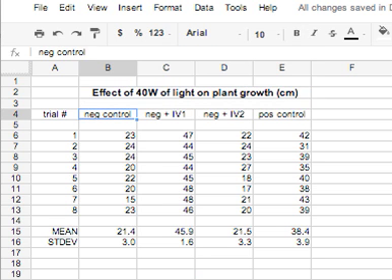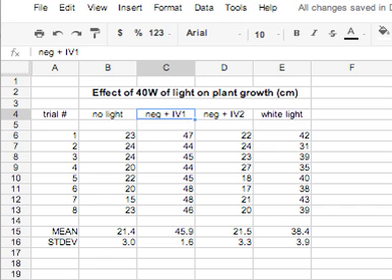Okay. Now, the next question is what's a negative control versus a positive control? And all that really means is if the independent variable is 40 watts of light, the negative control is, well, no light. So this would be no light. And then the positive control is going to be a version of that independent variable that you're pretty sure is going to get you positive results in terms of plant growth. So in this case, it could be, say, white light, full visible spectrum.